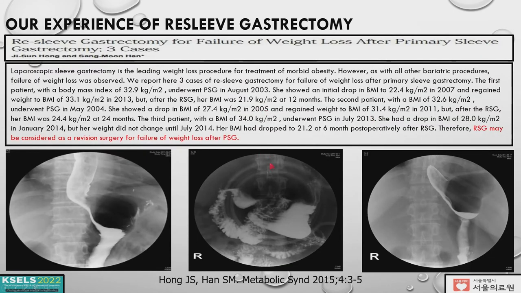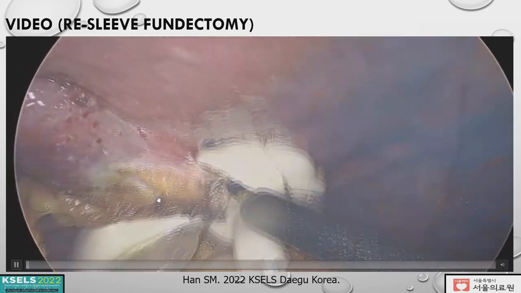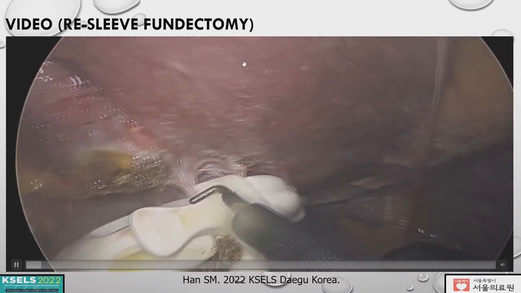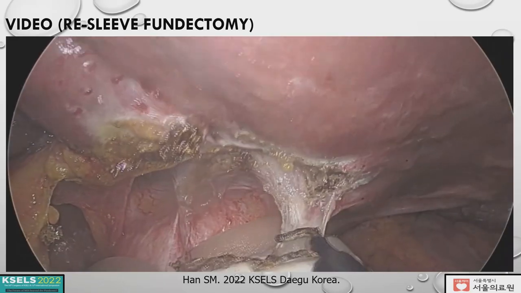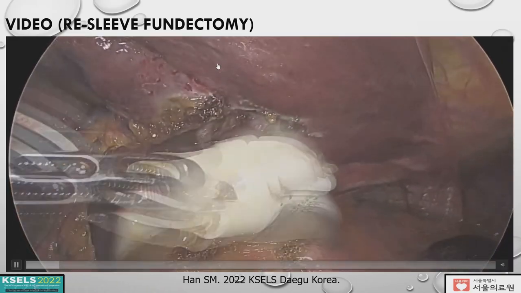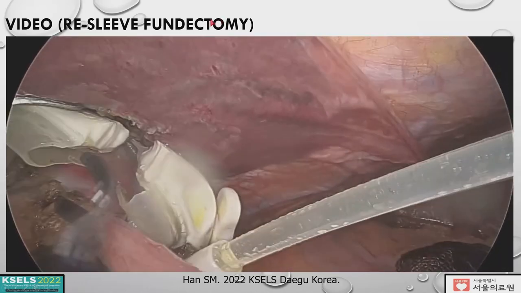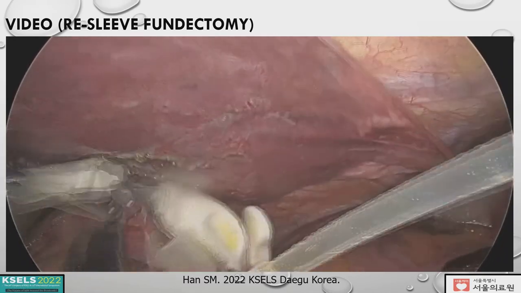In 2015, we reported 3 cases of re-sleeve gastrectomy experience, as you can see in the video. The first case is a patient who previously had a band and sleeve gastrectomy. You can see the gastric banding, and then possibly you can cut the band.